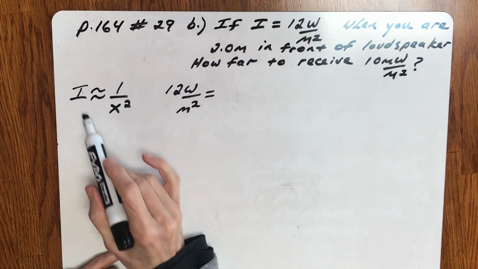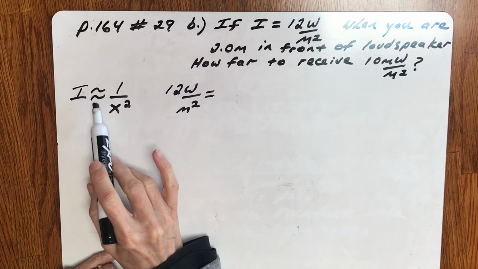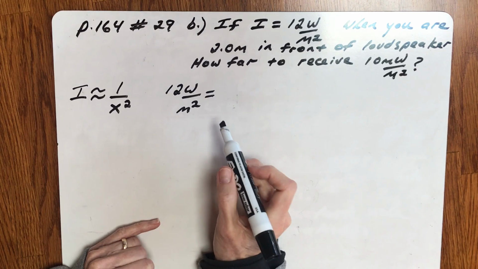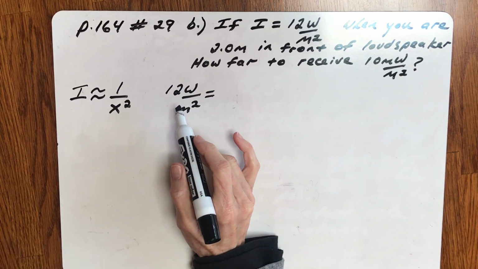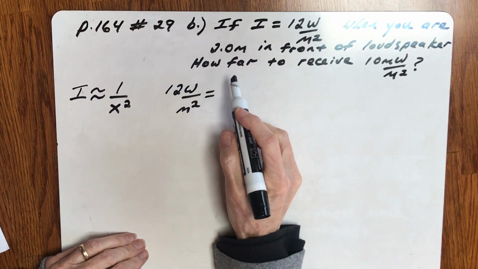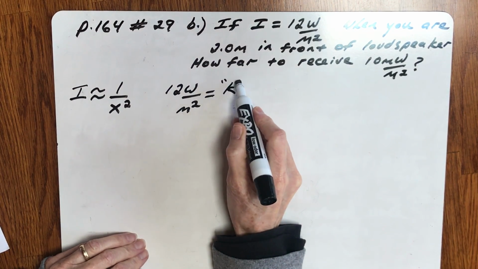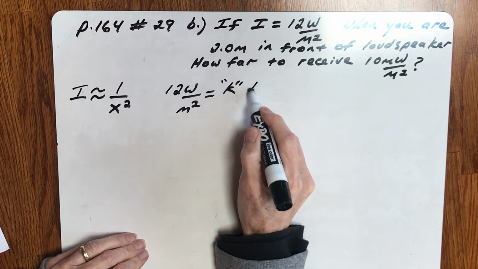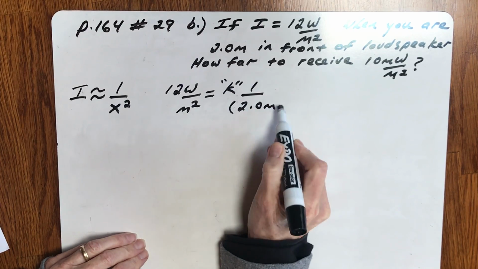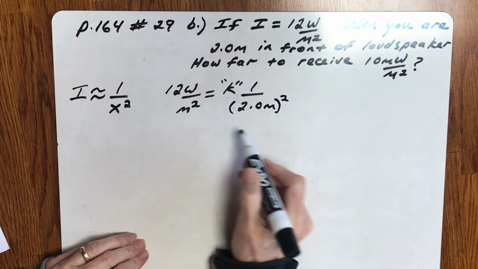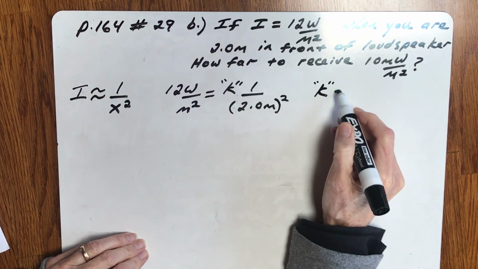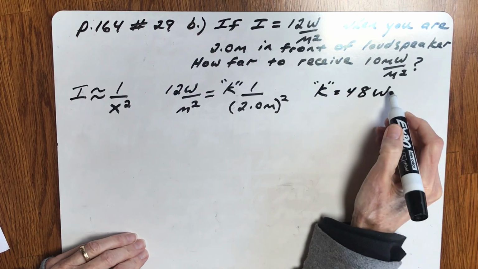So I'm going to start out with the relationship of intensity is proportional to 1 over x squared. It's one of those inverse squared laws. So if I have an intensity of 12 watts per meter squared, first of all, what I want to find out is what is that K value, that proportionality constant. And so I'll just say K times 1 over 2 meters squared. So if I do my algebra here, I'll find out that my K is equal to 48 watts.